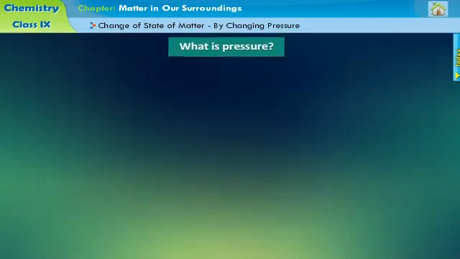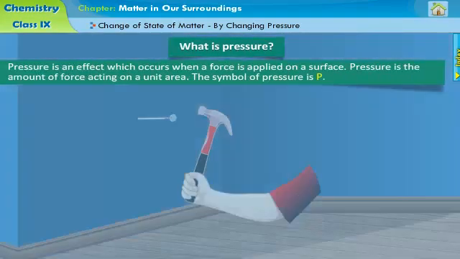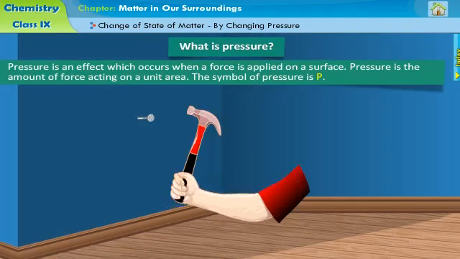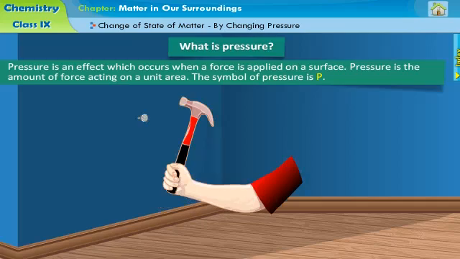Let's understand what is pressure. Pressure is an effect which occurs when a force is applied on a surface. Pressure is the amount of force acting on a unit area. The symbol of pressure is P.